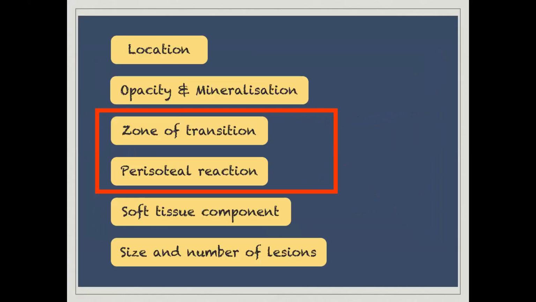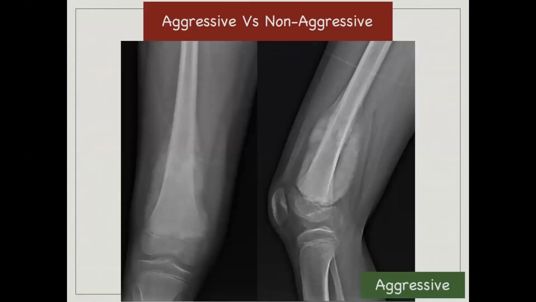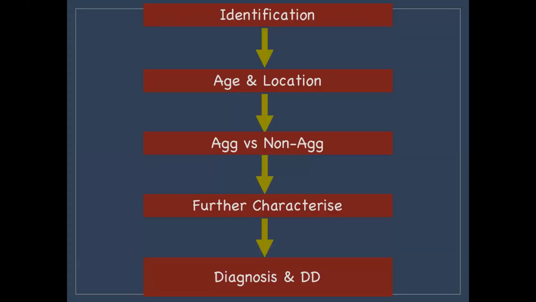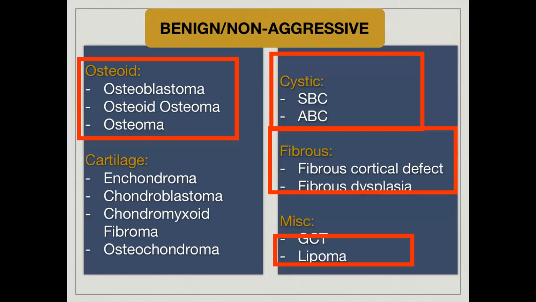So we have discussed these two steps to decide aggressive versus non-aggressive. Coming back to our case, we saw a single interrupted periosteal reaction, and we cannot delineate the margin of the lesion. So it has a wide zone of transition and a single interrupted periosteal reaction, which both point towards an aggressive etiology. We have reached the point of differentiating between aggressive and non-aggressive.